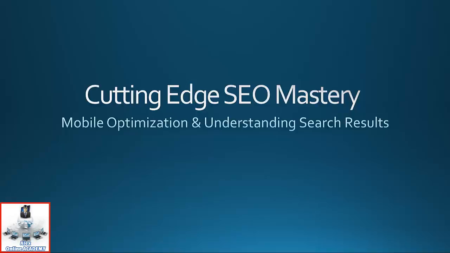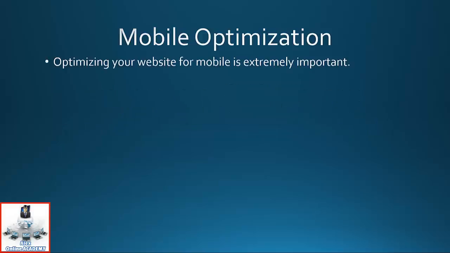In this video, we will be talking about mobile optimization and understanding different types of search results. So mobile optimization, this is where you optimize your website for your mobile devices.